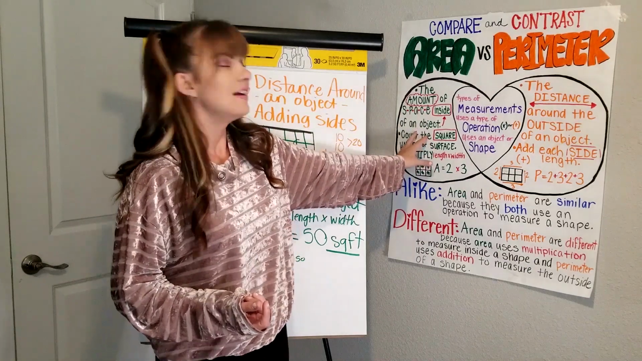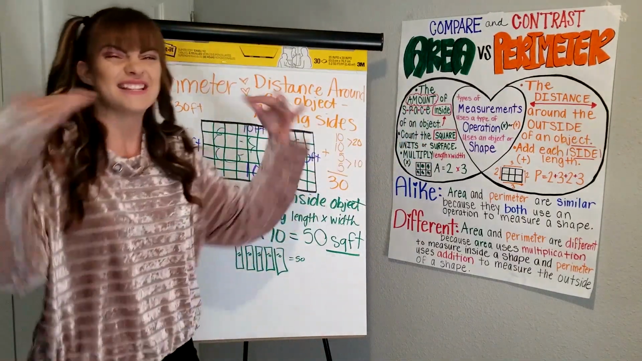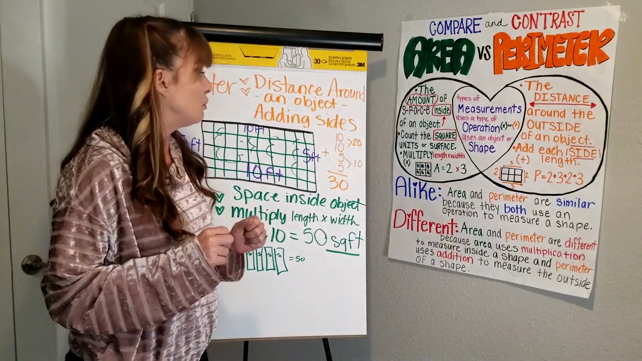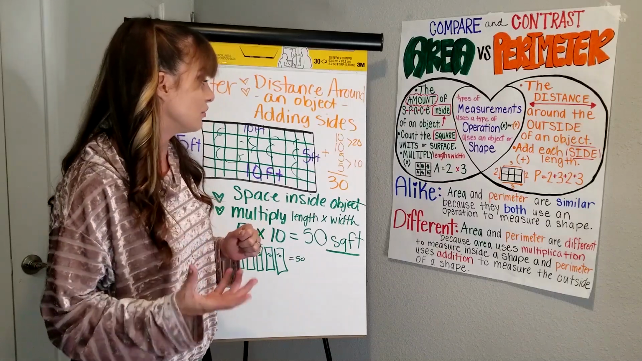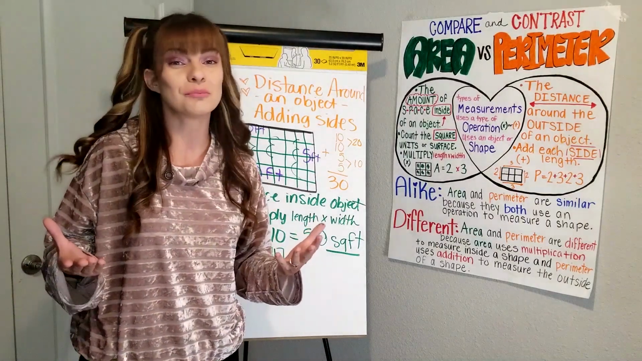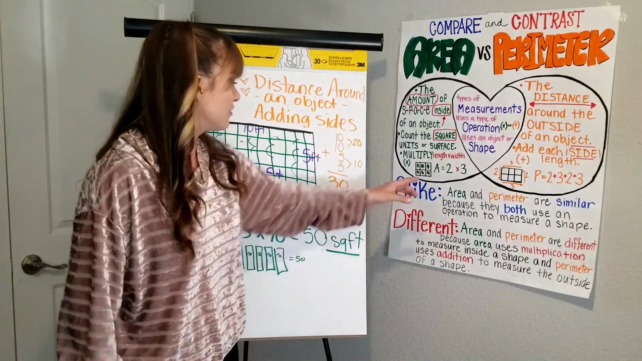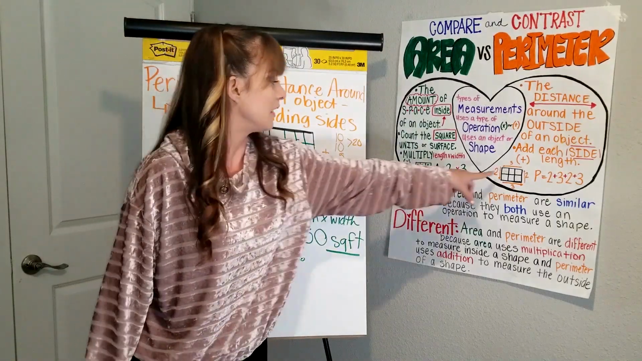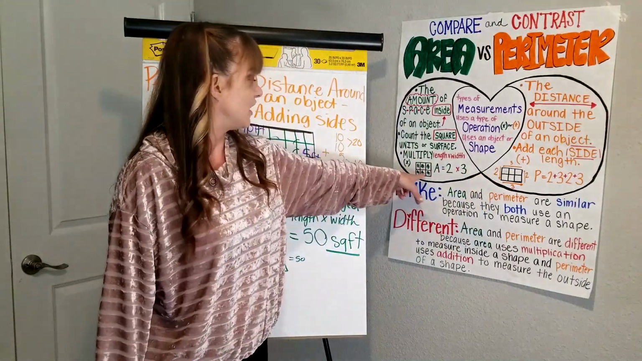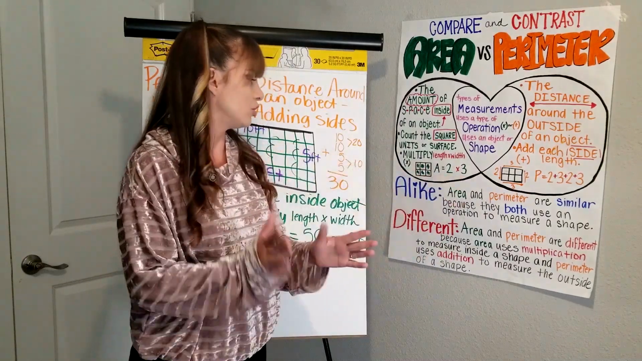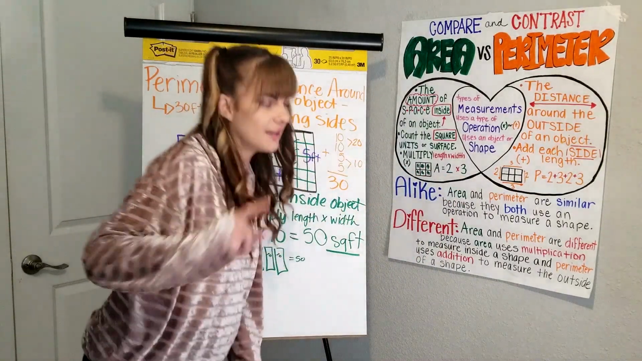Area is the amount of space inside an object. You would count the square units or the surface, or you could also just multiply the length times the width. Here's an example where I have the same 2 by 3 that I have over here, and I just times 2 times 3, which is 6.